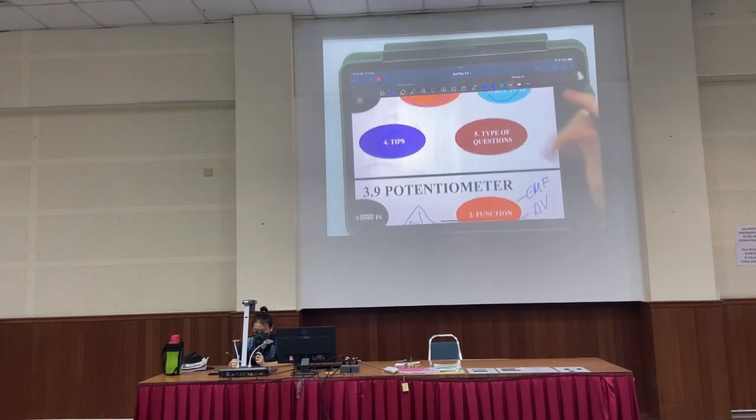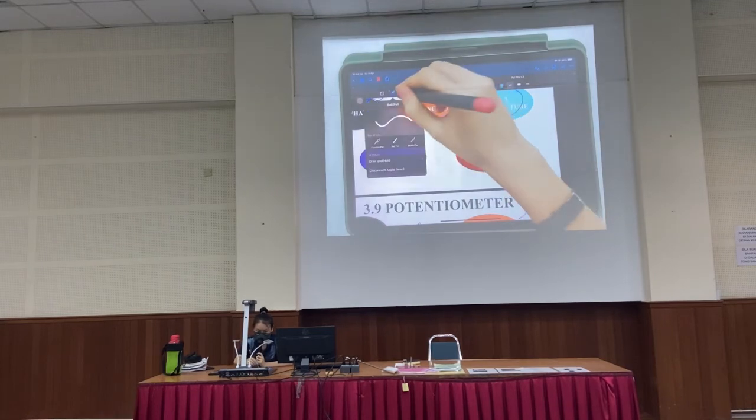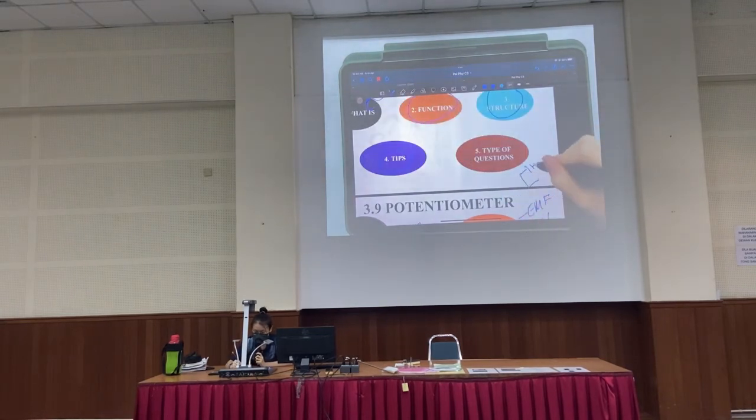So I give you an example. Here I draw a circuit. You guys can see here is a circuit, and here got a battery, here got a resistor. I can use the same color. So across this battery there is EMF, and across this resistor there is potential difference.